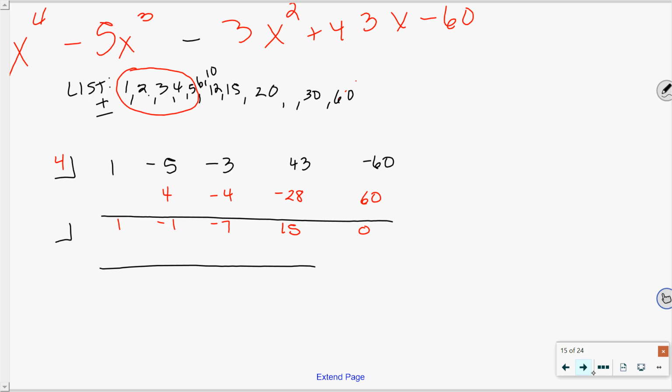So you have to go for an odd negative now. Go for an odd negative. Negative, right? Odd negative.